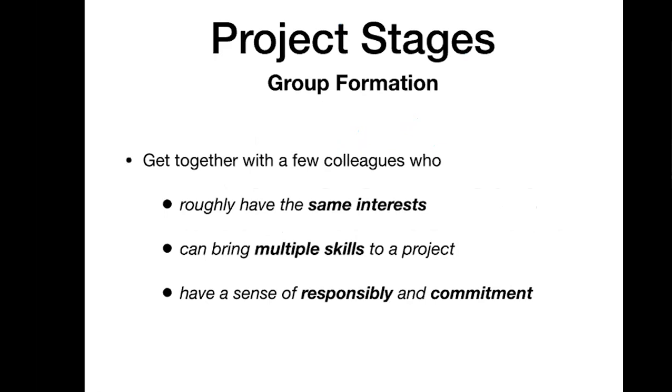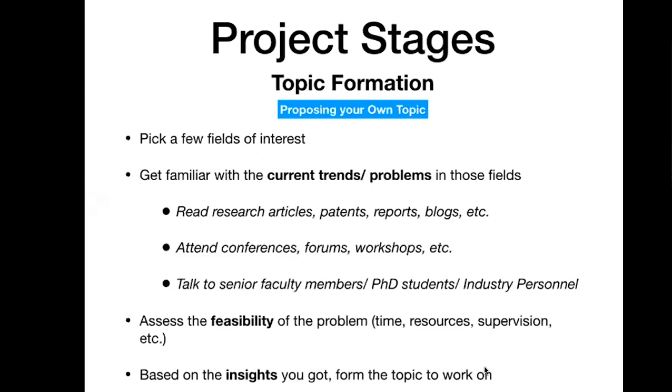So first, one of the most important stages of a project is to form a group that can work well with each other. So therefore, I would like to recommend it's better to get together with a few colleagues who you are friends with, who have roughly the same interests as you, and who can bring multiple skills to a project. It's fine if they are still learning, because almost all projects have big learning curves, and therefore skills can be learned during the projects as well. And then again, importantly, they should have a sense of responsibility and commitment, because that's one of the most important ingredients to a successful project. So these three factors can be considered when you are getting together with a few colleagues to work on a certain project. And then you can start forming a topic to start work with.